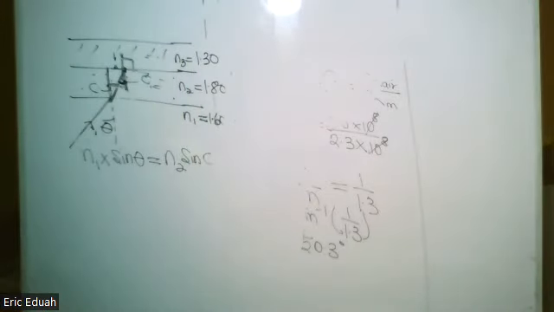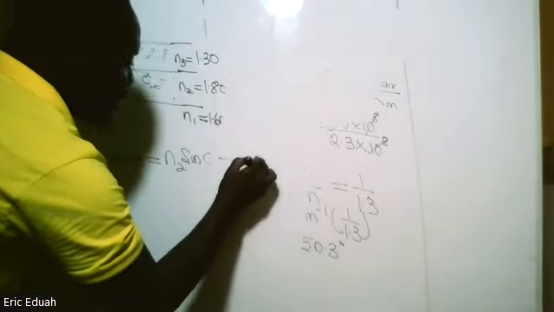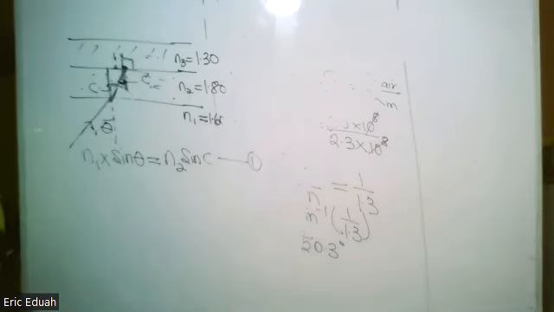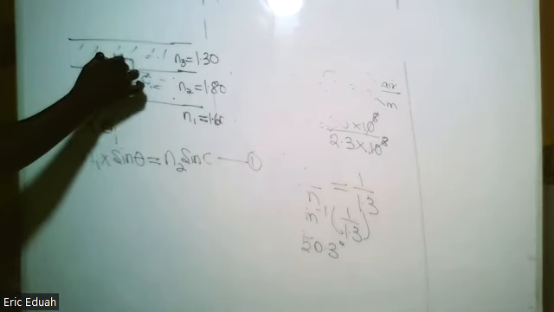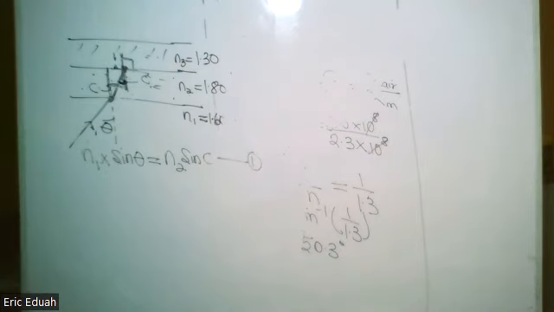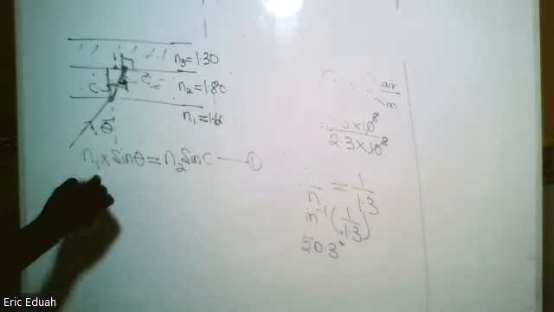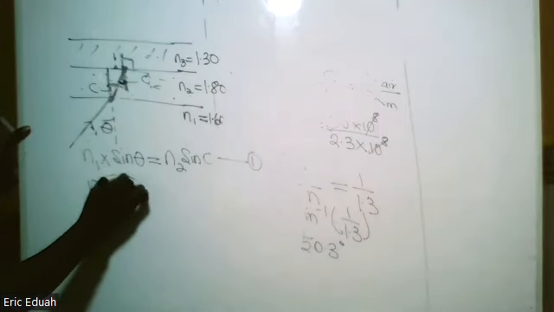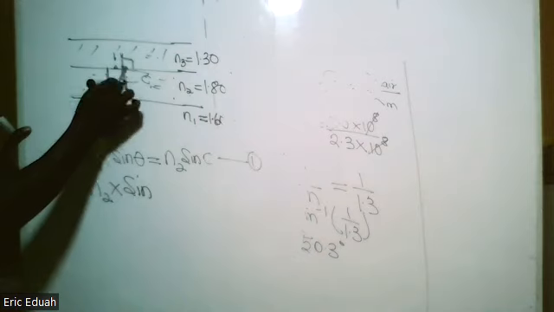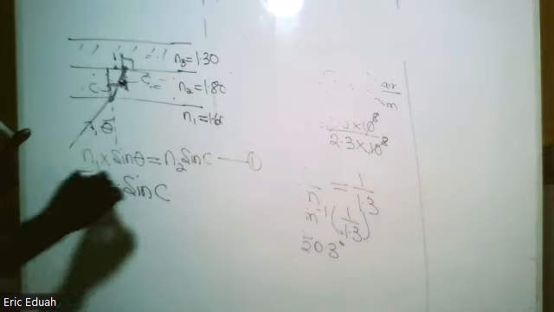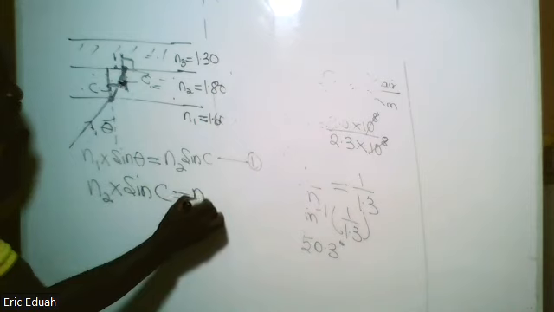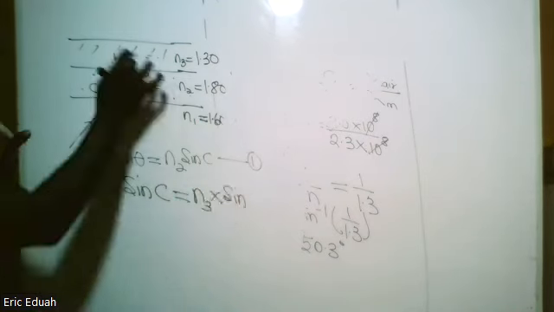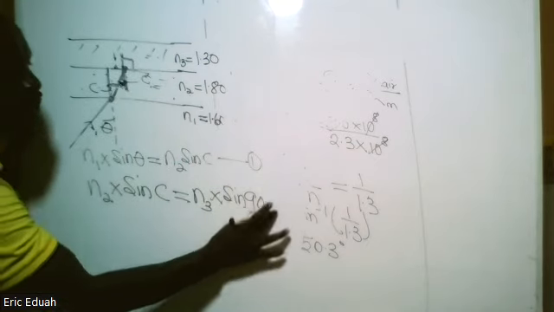So this is equation 1. Now, if we look at the deviation at the other boundary, let's consider the other one. We can also deduce that the refractive index of 2 times sine of the angle of incidence over here, which is also C, must be equal to the refractive index of 3 times the sine of the angle of refraction over there, which is 90.